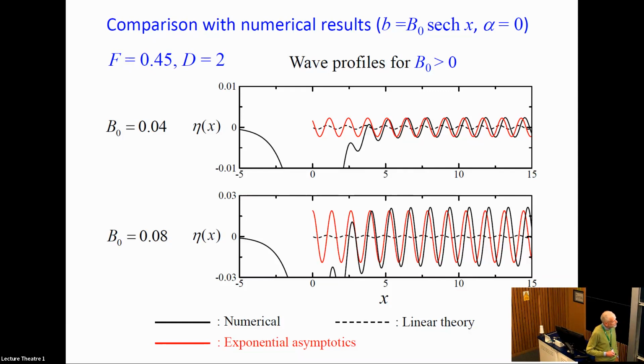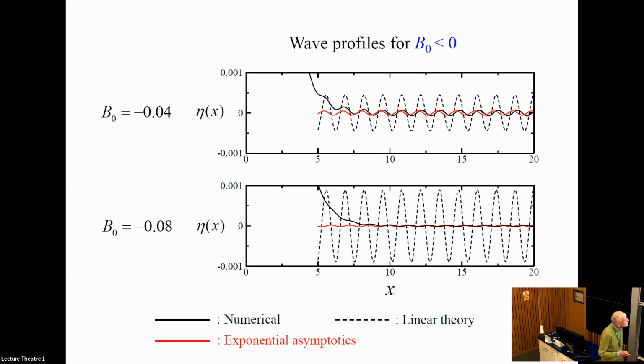The dashed is the linear theory, and the exponential asymptotics is the red one. And if you see, for positive forcing, linear theory is pretty small, as you can see. Nonlinear and exponential asymptotics agree quite well. There's a bit of a phase shift. When you increase the amplitude of the forcing, linear theory is almost way down here. Nonlinear, you see much, much bigger. You see big differences.